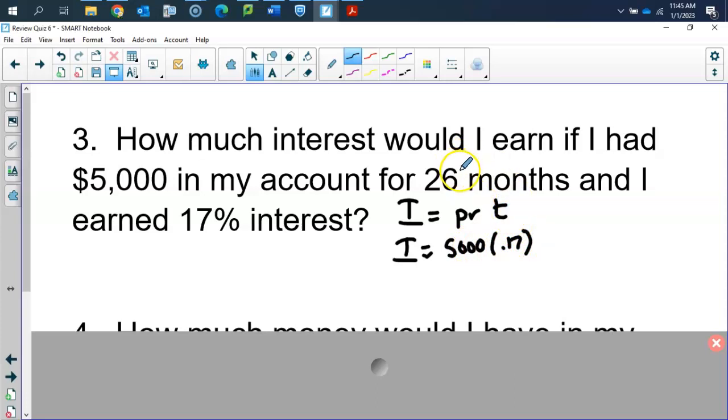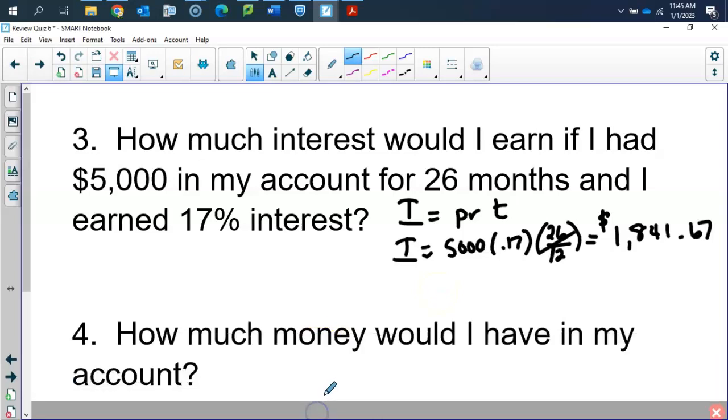Now, here's the tricky part. You're tempted to just put 26 in, but if you put 26 in, that's finding the interest for 26 years. The time has to be in years. Well, there's 12 months in a year, so this would be 26 over 12 gives you that in time in years. When you multiply this together, you get $1,841.67. That's our interest.